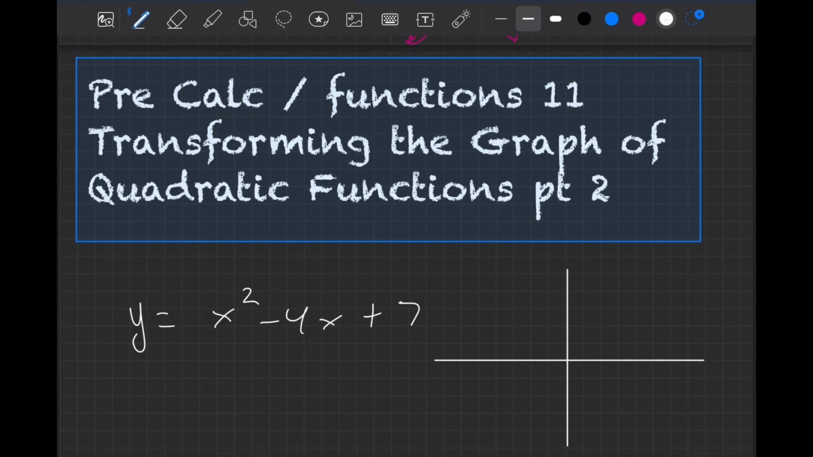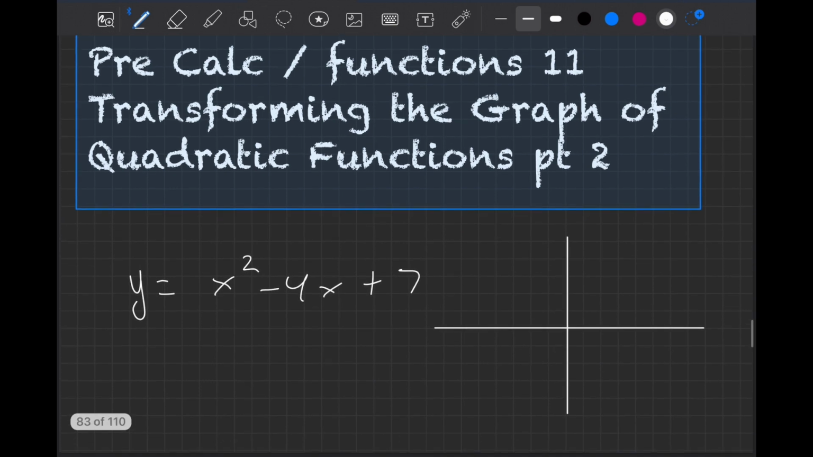Alright, now let's talk about graphing quadratic functions in standard form, using the vertex method. So let's start with this one. As always, pause the video and try them on your own. But the first thing we're going to do is complete the square in order to find the vertex.